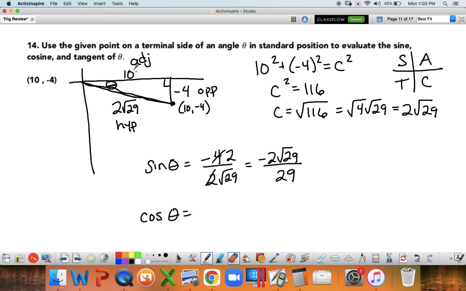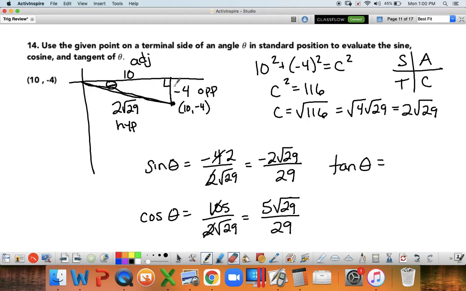The cosine, well, that's going to be adjacent over hypotenuse, so 10 over 2 square root of 29. Those cancel, but unfortunately, I still have a radical in that denominator, so I have to multiply by the square root of 29 over the square root of 29. So I get 5 square root of 29 over 29. Yep, cosine is positive, what we would have expected. And then my tangent of theta, opposite over adjacent. And yes, tangent is also negative in that quadrant.